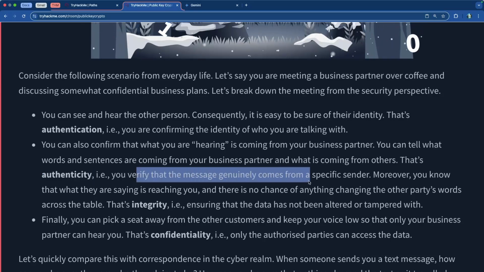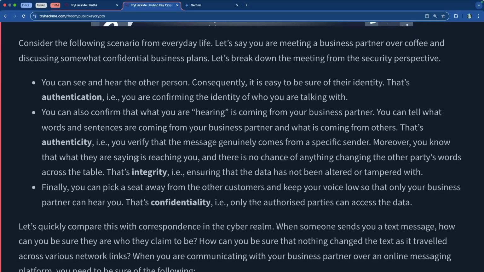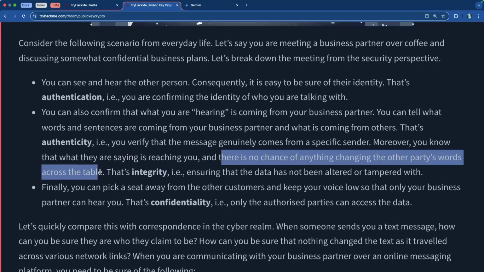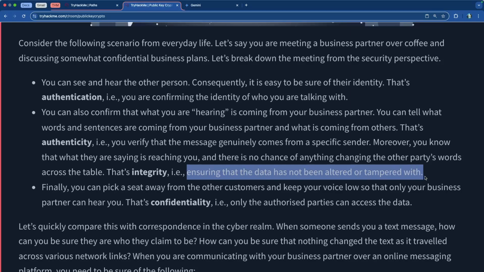You can verify that the message genuinely comes from a specific sender, which is the person sitting in front of you. Moreover, what they are saying is actually reaching you because you can hear it, right? There's no chance of anything changing the other person's words across the table. That is known as integrity, meaning what you're hearing is actually what you think you're hearing, ensuring that the data has not been altered or tampered with, unless the person was under hypnosis or something and somebody was telling them what to tell you, which is very possible. I guess hypnosis is probably possible.